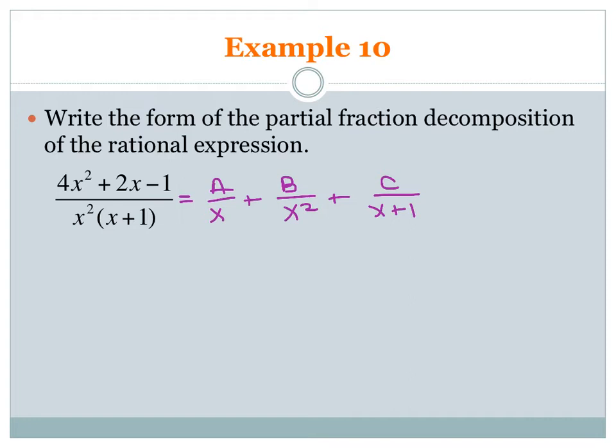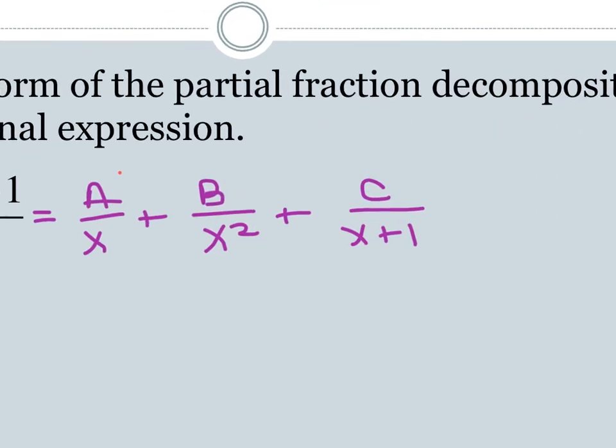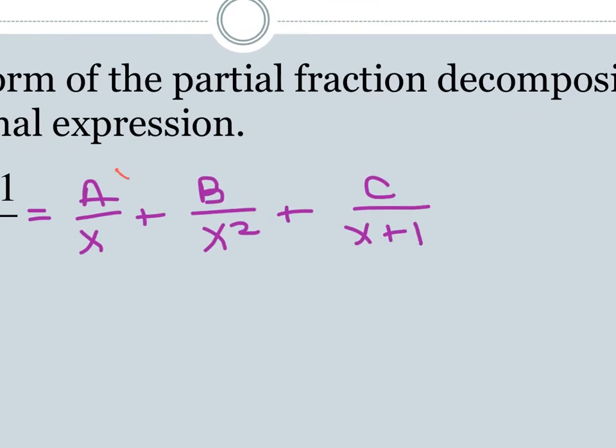Now I fill in what's missing from each one, right? So I'm going to take and multiply. This a over x is missing what? X times x plus 1. Good. X and x plus 1. B is missing what? X plus 1. Just the x plus 1. And C is missing? X squared. X squared.